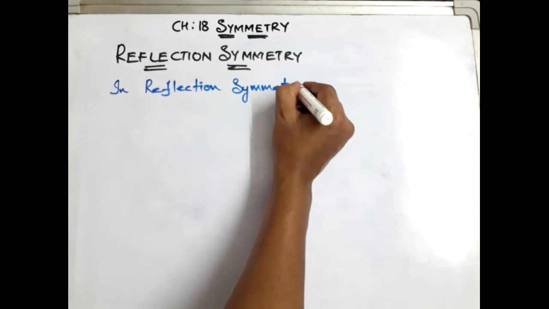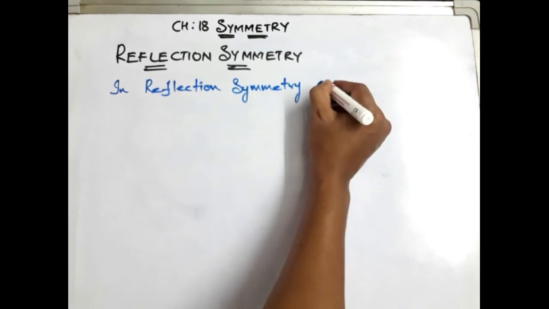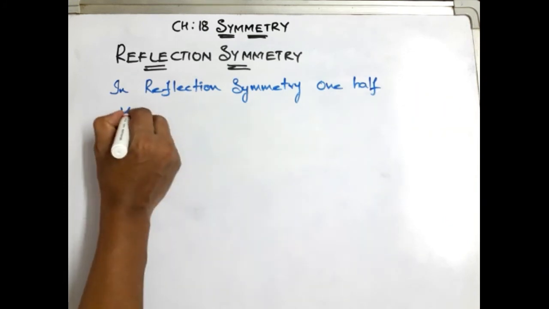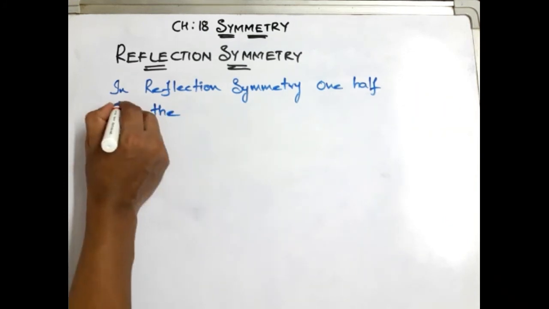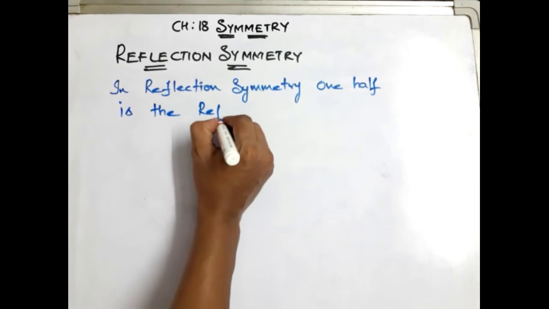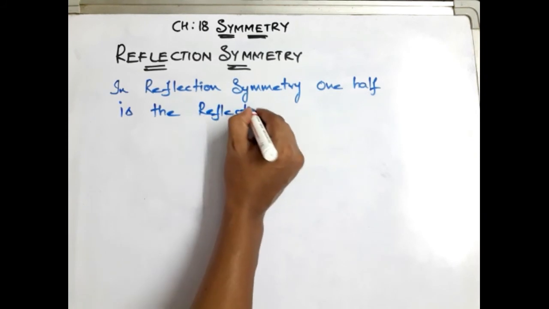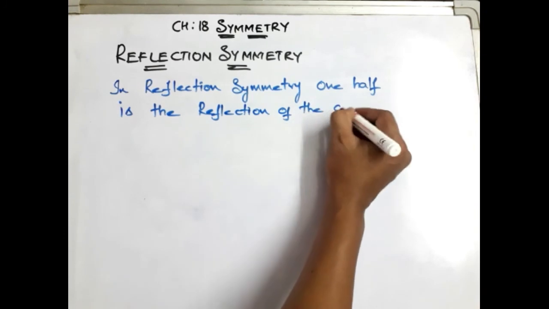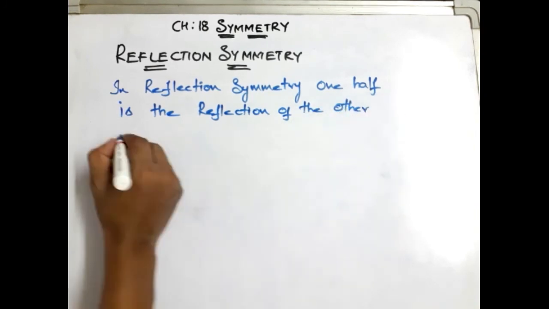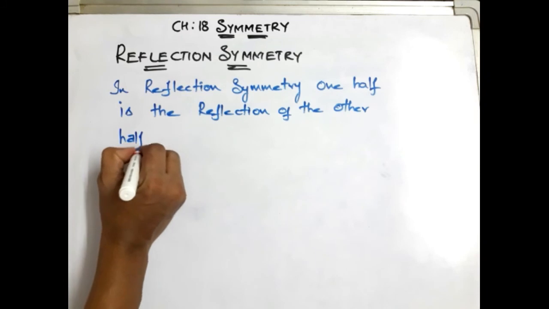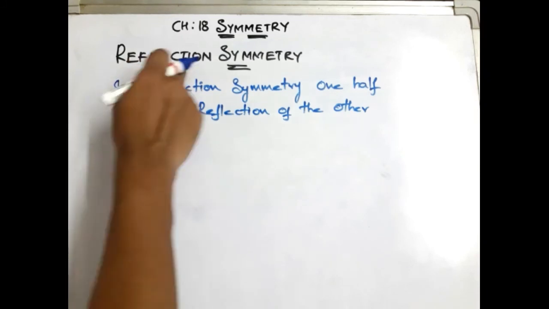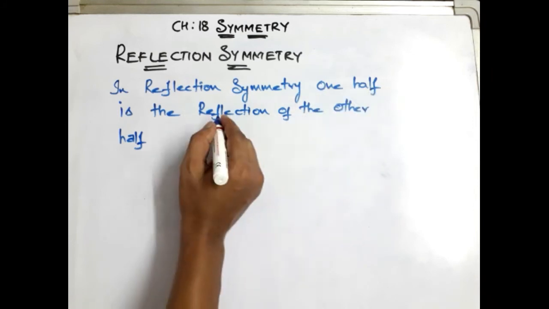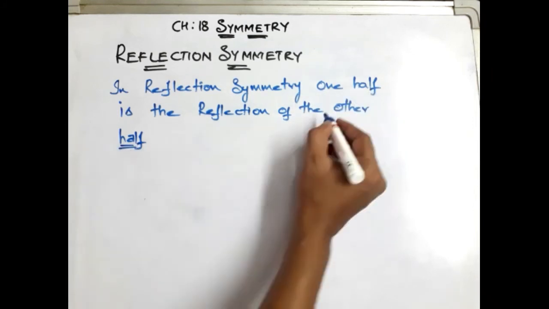In reflection symmetry, one half is the reflection of the other half. It's very easy to remember because the word itself contains reflection. In reflection symmetry, one half is the reflection of the other half.